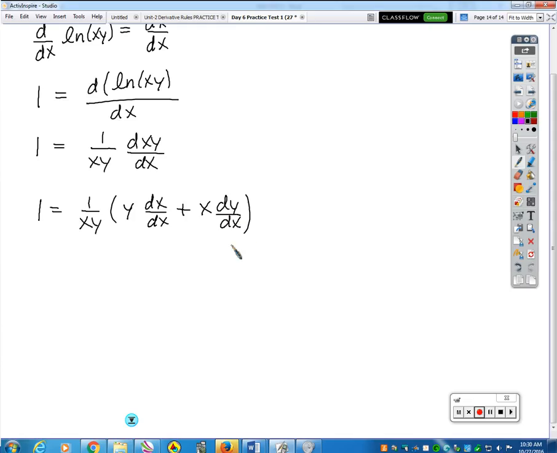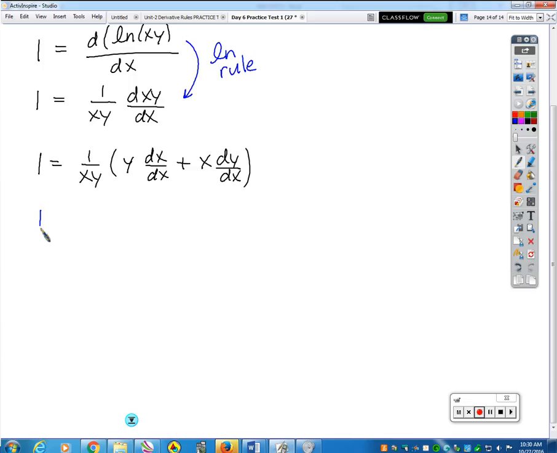Questions from anyone? Please, go. Two steps up, how did you go to the 1 over xy, how did you get that? So from here to here, we're using the ln rule. Is that your question? Yeah. Good. Anyone else? So at this point, I don't want to write dy dx anymore. It just gets a little bit clumsy.